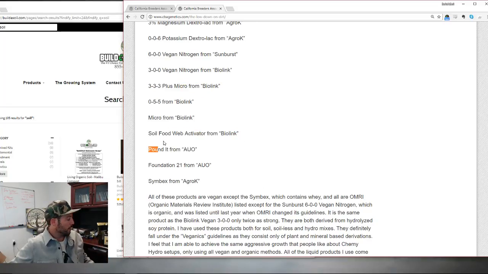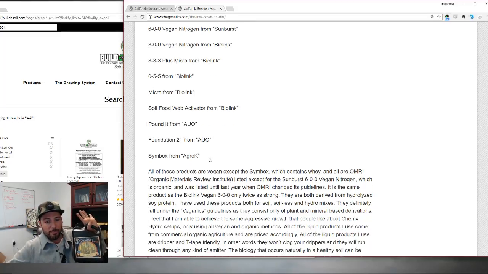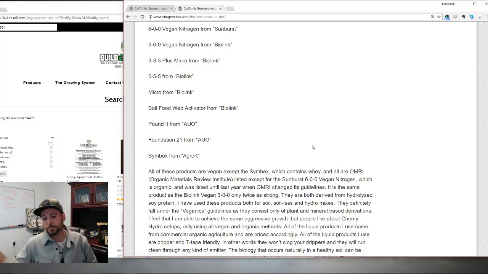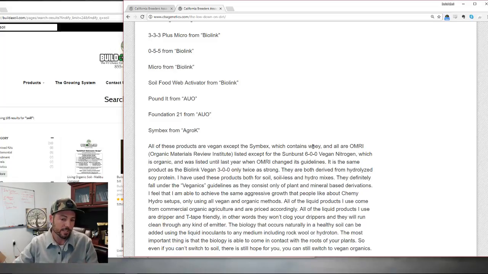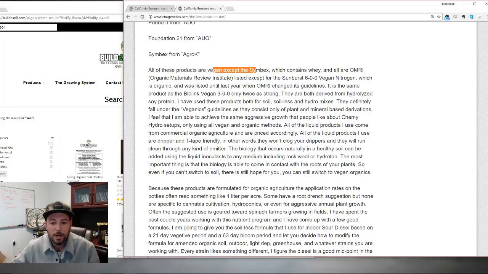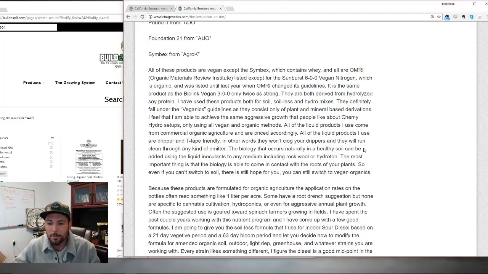Soil food web activator, we've got the Rootwise Biofoss, okay? And then the Pound It Foundation, Simbex, I'd have to look these up, but I remember that most of them were just kind of a reiteration of the previous stuff, okay? All these products that he mentions are vegan, except for the Simbex, which is a whey protein, okay? And so he goes through and talks about all this stuff being organic. All right, look at our BuildASoil products. They would replace a lot of those. You can do research online to find out what was in these and what we might offer, all right? All the liquid products you use are dripper and T-tape friendly. So this is dripper friendly too, and that's helpful.